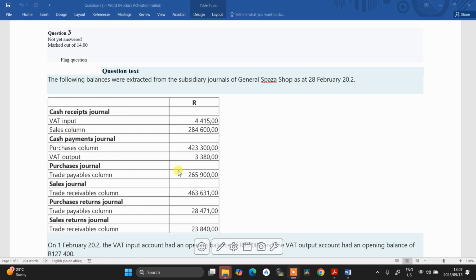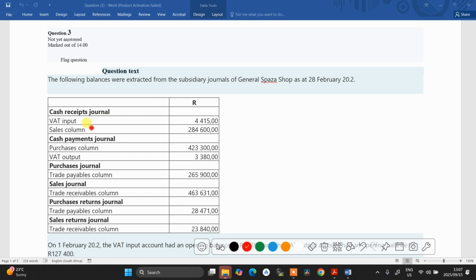Whenever you are given a subsidiary journal, it is important that you understand what is happening in terms of this subsidiary journal. Remember, our cash receipts journal is where we record whenever we receive money. So if we receive money, that means we should be collecting VAT on behalf of the government. So that tells us that we were supposed to have a VAT output amount.